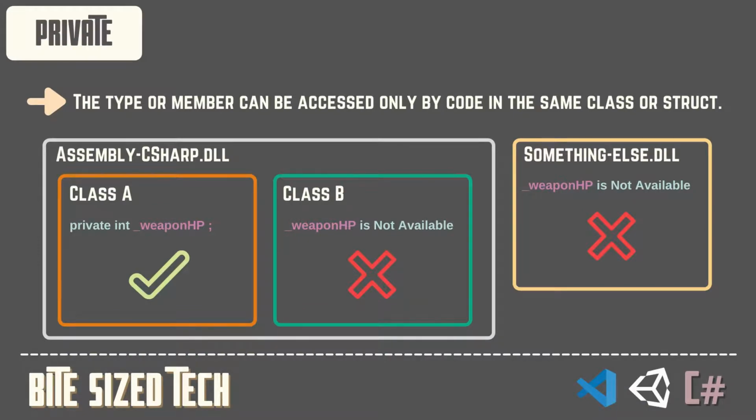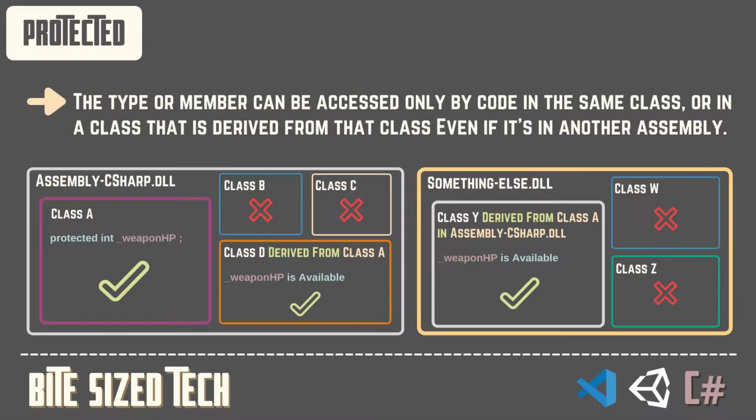If a type or member in your code is defined as private, then you will only be able to access this type or member from within the same class or struct. What this means is, if you have declared a variable or method as private in, let's say, script A, then you would not be able to access this variable or method in script B directly. The fourth one is protected.